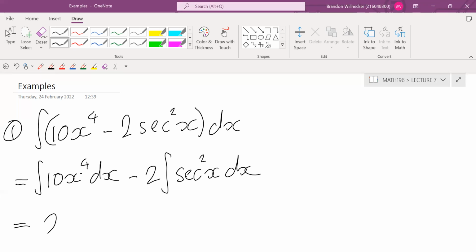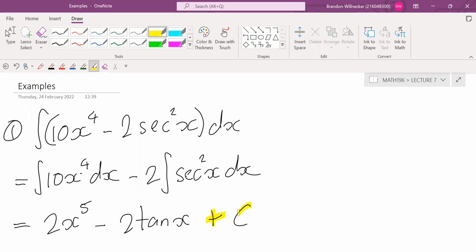Divide by 5, and we're going to get 2x to the 5 minus the integral of sec squared. We just had that now. That's going to give us tan x, but we've got a 2 in front, so it's going to be 2 tan x, and then don't forget your plus c. You have to have plus c over there. If you don't put your plus c, you're going to lose some marks there. Are there any questions about this one? See, not too bad.